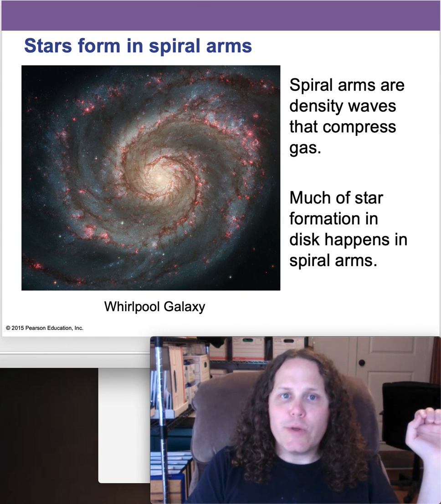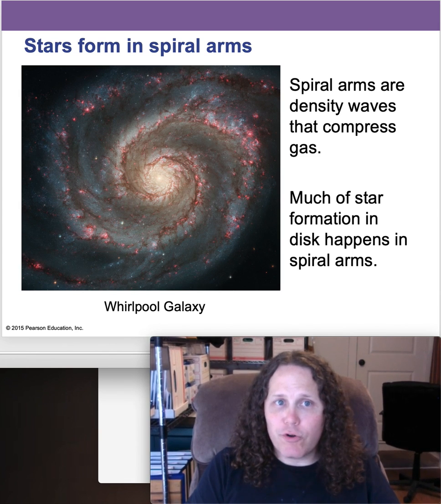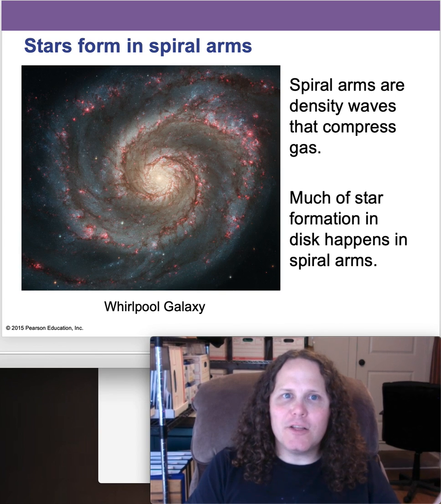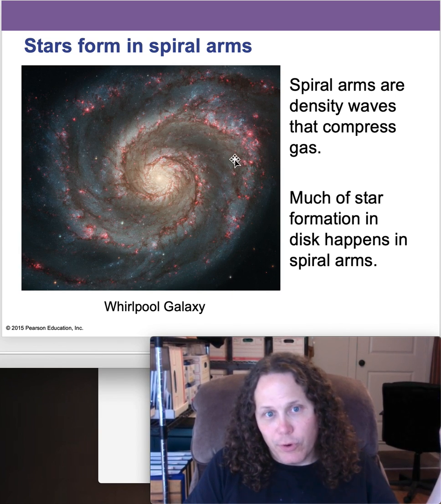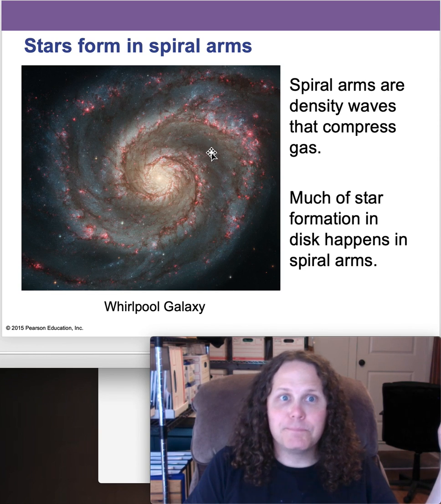Spiral arms are regions of compressed gas, and gas must be compressed in order to collapse into stars. So most ongoing star formation happens inside the spiral arms as opposed to the regions between the arms. Not here. Here. Not here.